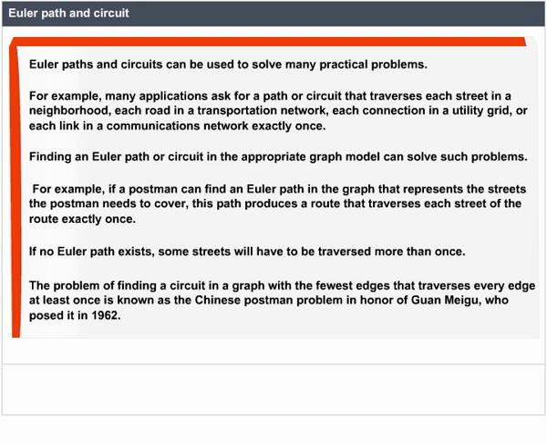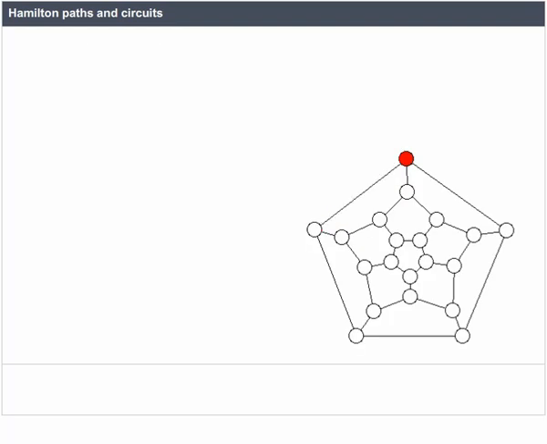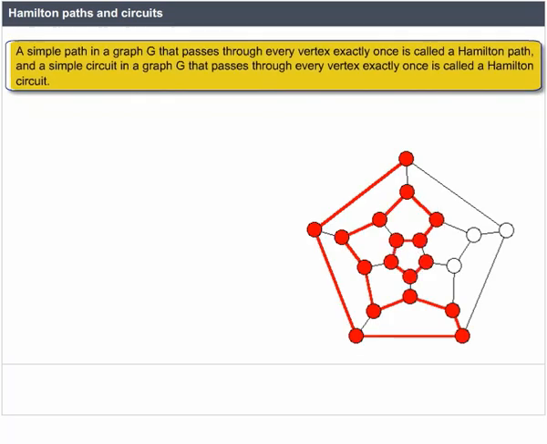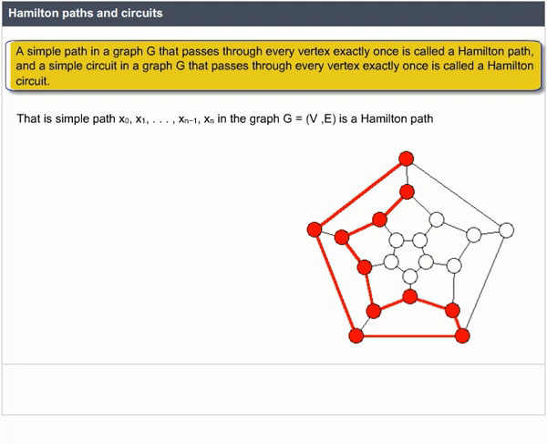Hamilton paths and circuits. A simple path in a graph G that passes through every vertex exactly once is called a Hamilton path, and a simple circuit in a graph G that passes through each vertex exactly once is called a Hamilton circuit. That is, the simple path x0, x1, ..., xn-1, xn in the graph G = (V, E) is a Hamilton path.